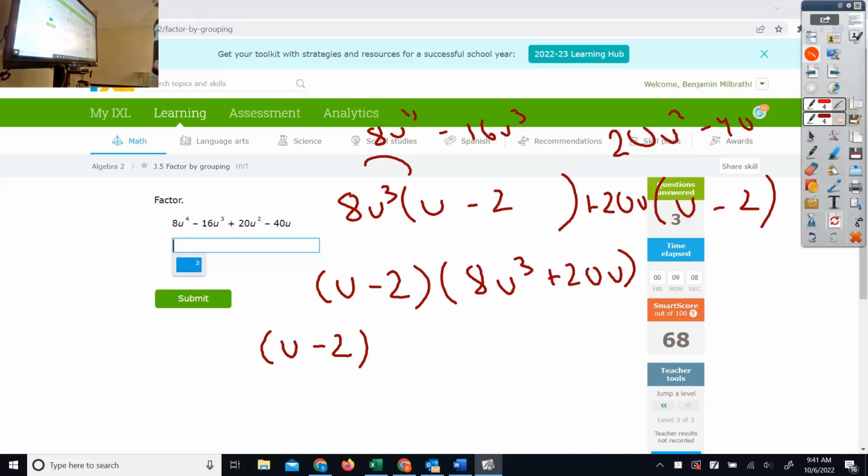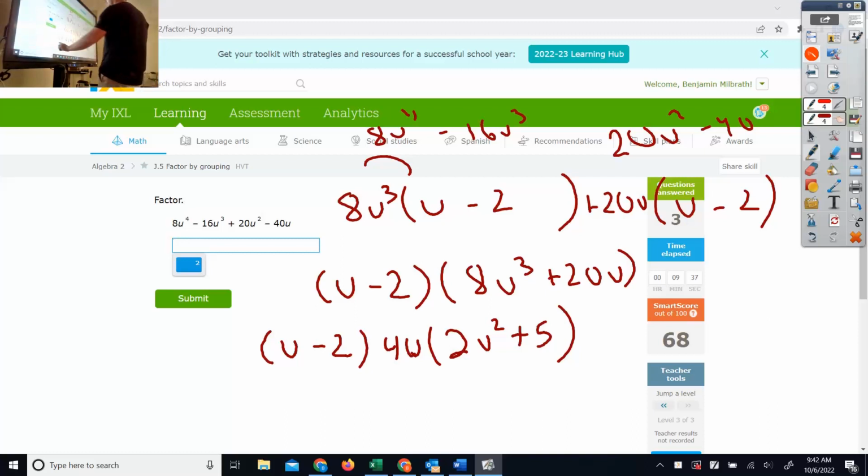The last two terms both have a u in common, and more than that, write the number first. 8 and 20 are both divisible by 4. So I can pull out 4u from the last two terms. When I do that, I'll have, not u squared, 2u squared plus 5. That would be your full factorization.